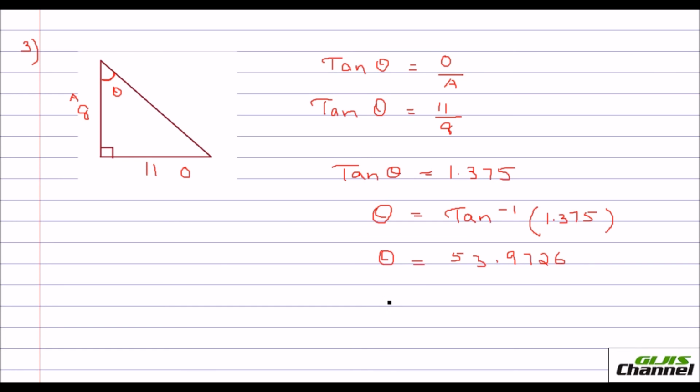Since it is a degree measure, I just round it off to the whole number. I take 54 because the digit 9 is greater than 5, so I add 1 to this. And so 54 degrees is your answer. So these are the 3 problems which you can expect using tan theta.